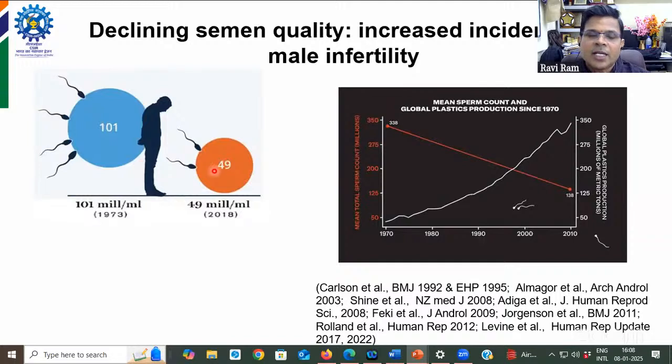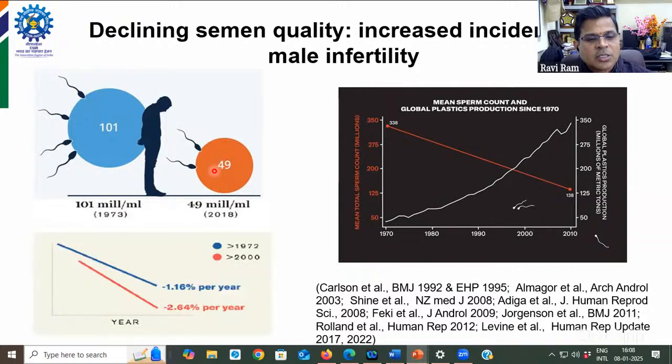I haven't put the data here in terms of sperm morphology because that's also being studied, and there is almost a 40 to 50% reduction in the morphology also in these cases. And what is even more alarming in terms of sperm reduction is, if you see here, from 1972 to 2000 the reduction was going at a rate of 1.16% per year, whereas from 2000 onwards it has become even more drastic, with sperm counts reducing at a rate of 2.64% per year.